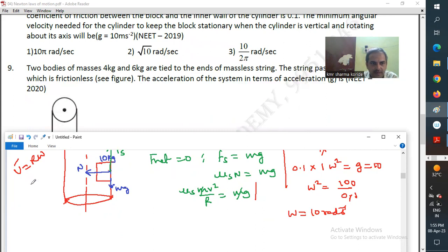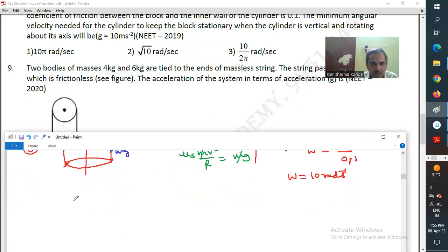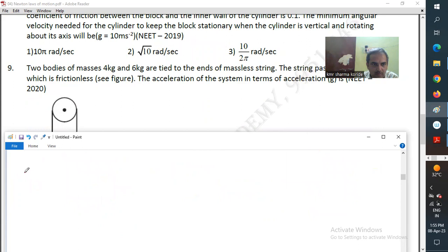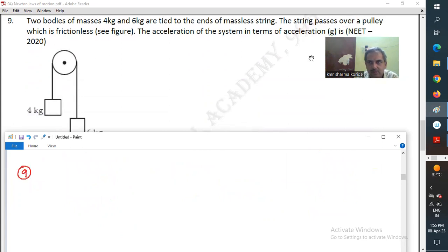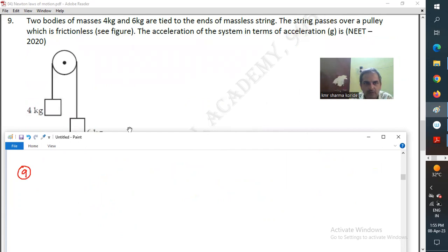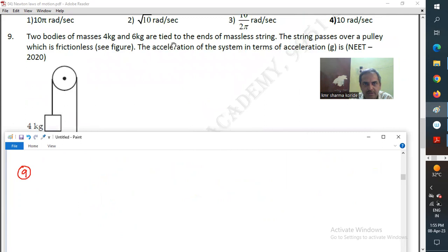Question number 8. Now proceed to 9. So basic NCERT textbook question. This is given in 2020. Two bodies of masses 4 kg and 6 kg are tied to the ends of a massless string. The string passes over a pulley which is frictionless, which is shown in the figure. The acceleration of the system in terms of g.